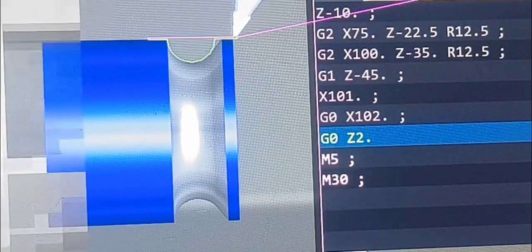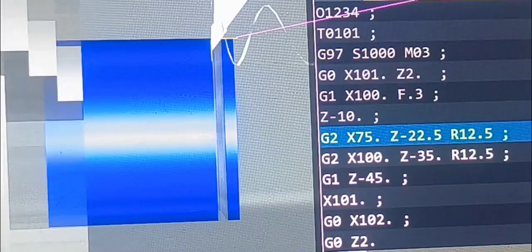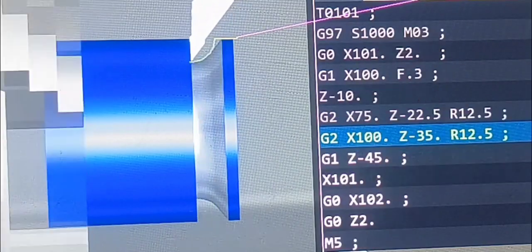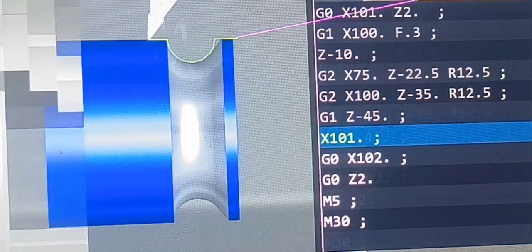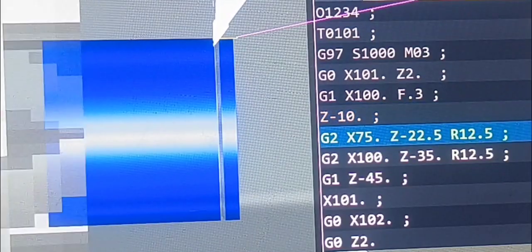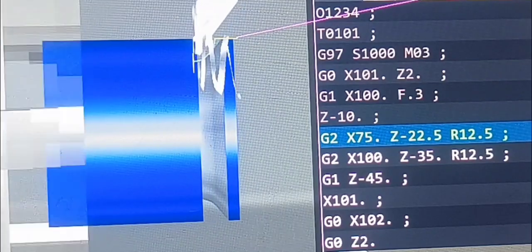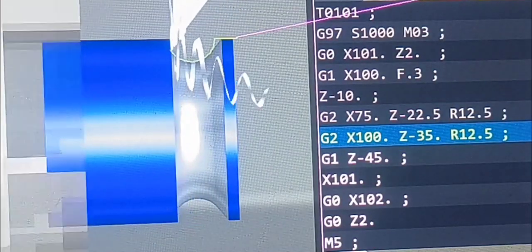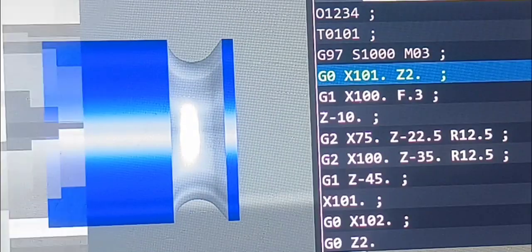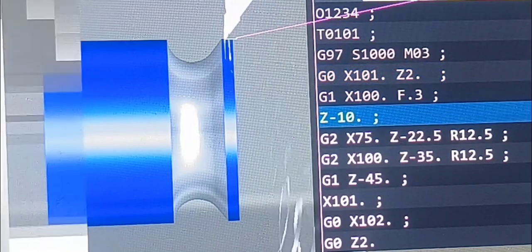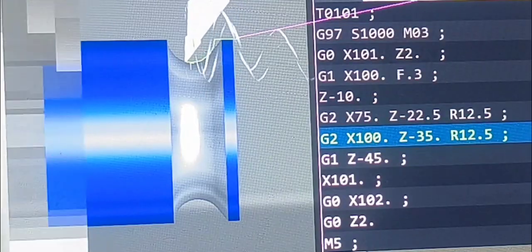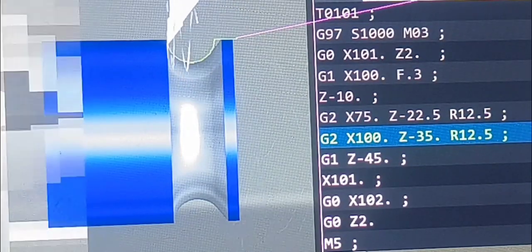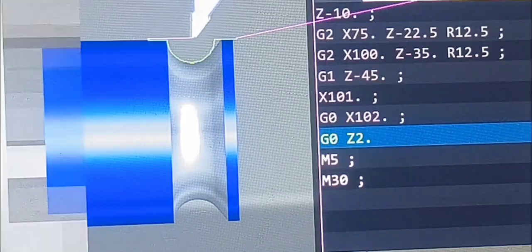The fourth and fifth lines are important. You will see G2 X75 Z22.5 R12.5 and G2 X100 Z35 R12.5. G2 is the semicircular curved cutting in the direction of the arm rotation. In the first G2, the diameter X75 and depth Z22.5 are bent with a radius of R12.5. And in the second G2, the diameter X100 and depth Z35 are bent again with a radius of R12.5. In simple terms, an R-shaped curved cup is created.